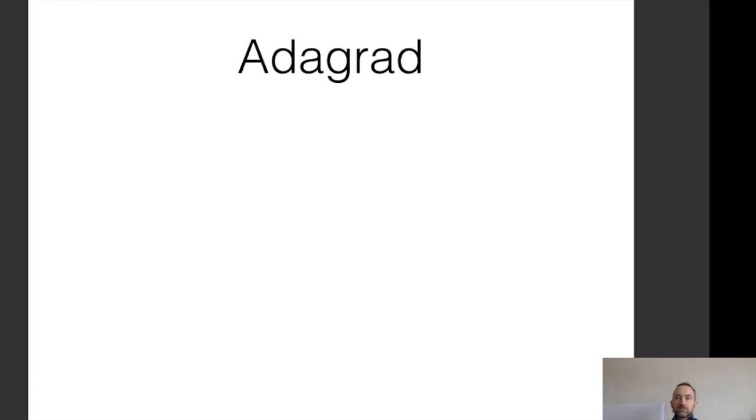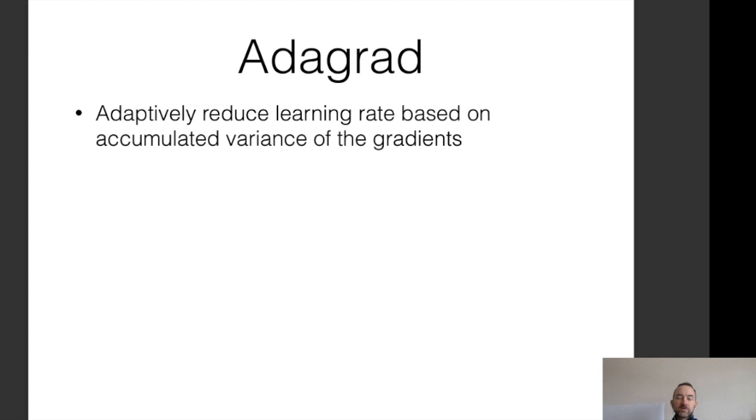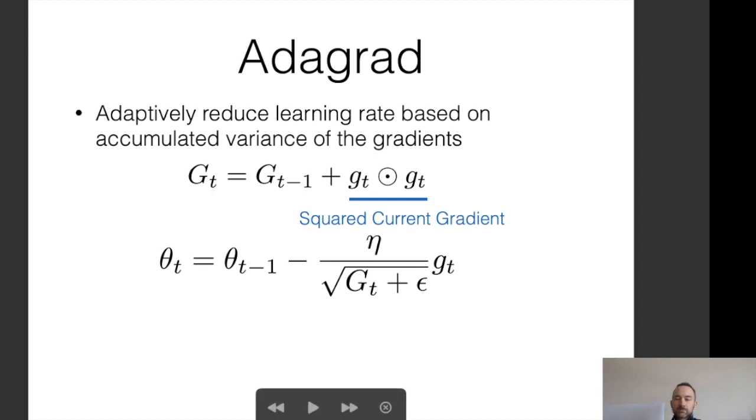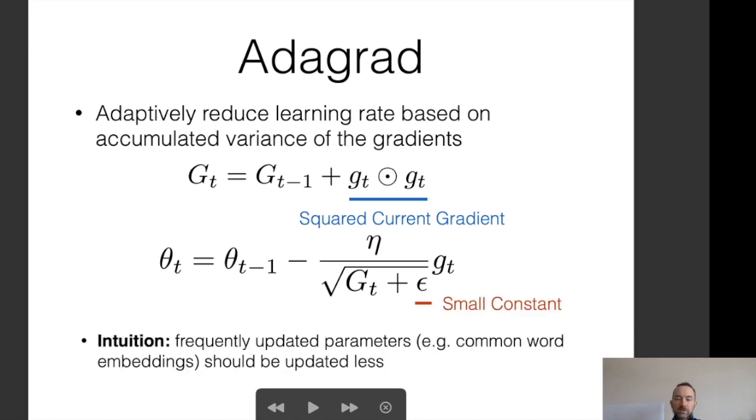Another option is Adagrad, and Adagrad basically adaptively reduces the learning rate based on the accumulated variance of the gradients. So we have this big G_t, and this is based on the variance of the gradient. So we have the gradient times the gradient, the squared current gradient. And then we take our regular gradient, we multiply it by eta, our learning rate, but then we divide it by this variance plus a small noise term, epsilon, which helps us prevent getting 0 in the denominator here.